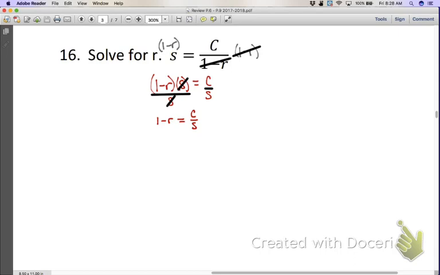Okay? And it really doesn't matter to me what you move. I'm going to move the 1 over and then change all the signs. So I'm going to subtract 1 from each side and have negative r equals c over s minus 1. And then whenever I divide everything by negative 1, it's just going to change it to r equals negative c divided by s plus 1.